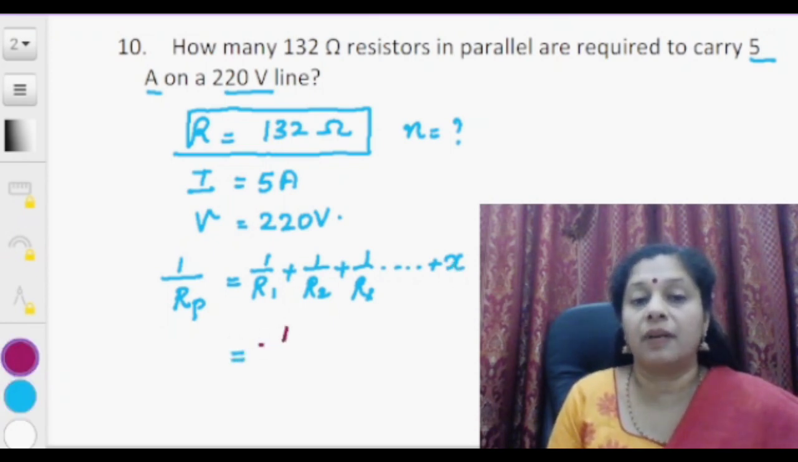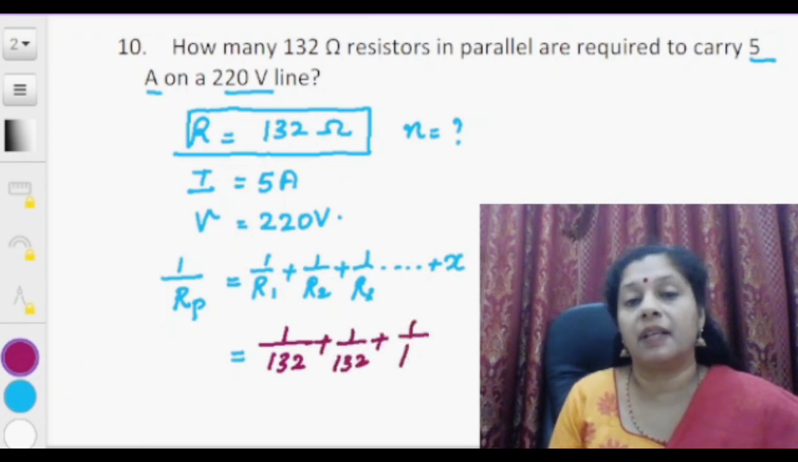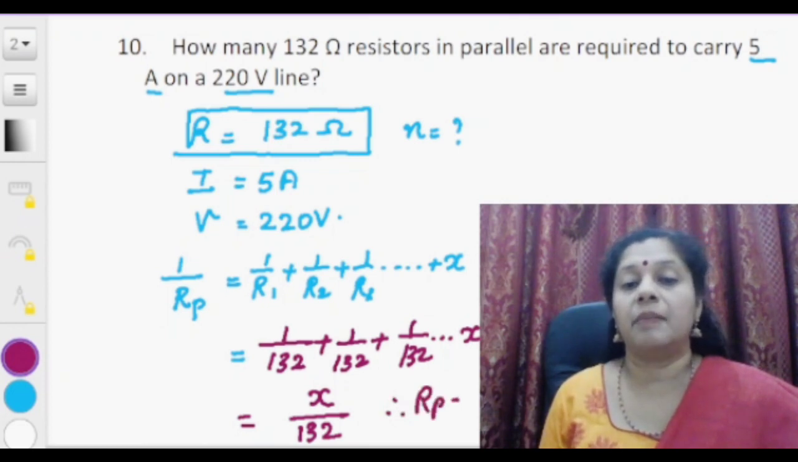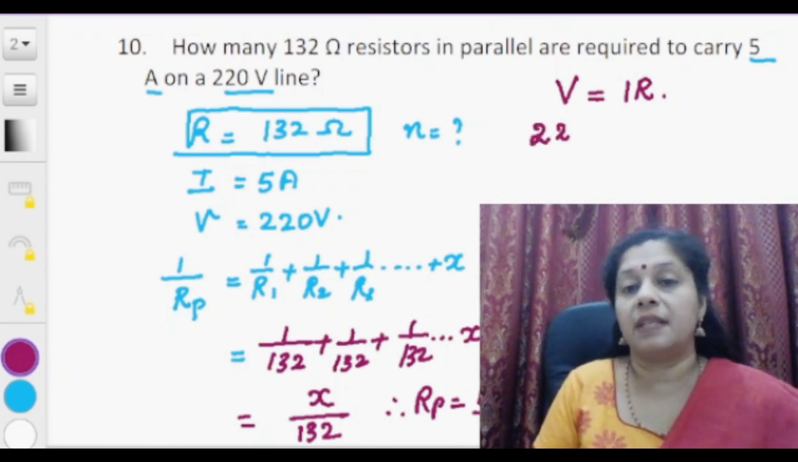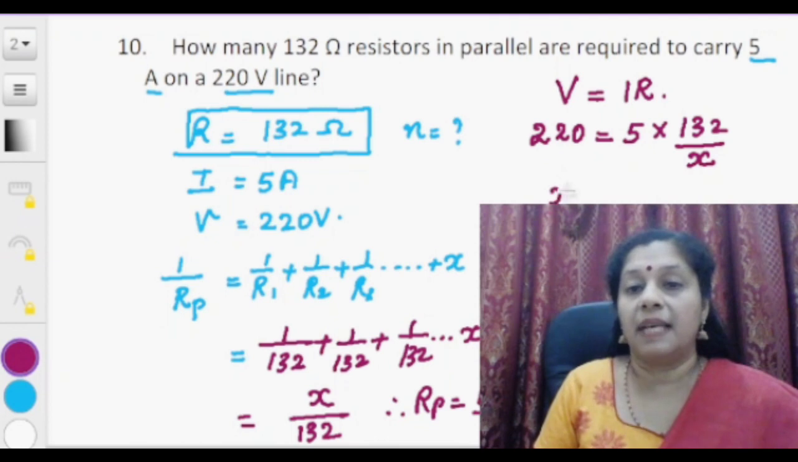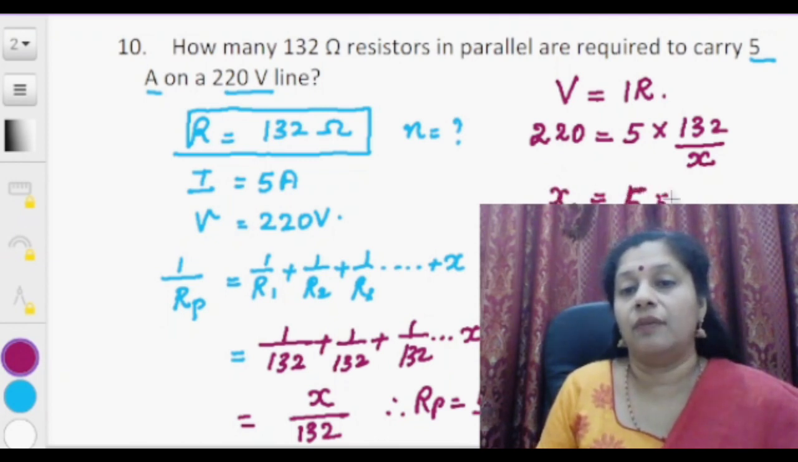So if I substitute 1 by 132 plus 1 by 132 plus 1 by 132 like that till X, I can write this as X by 132. Therefore what will be Rp? It will be the reciprocal, 132 divided by X. According to Ohm's law, V is equal to IR, right? So 220 volt is equal to I, which is 5 ampere, into R, which is 132 upon X. So what will be X? 5 into 132 upon 220.